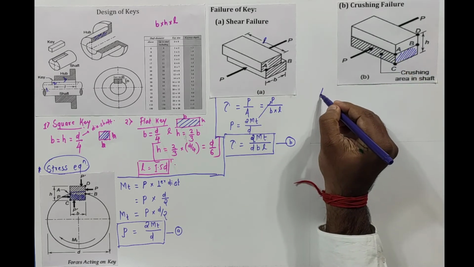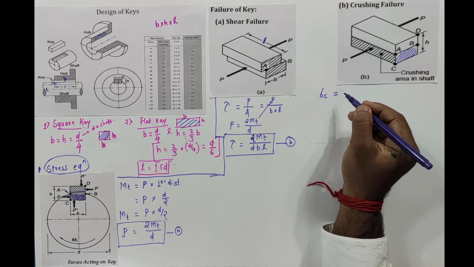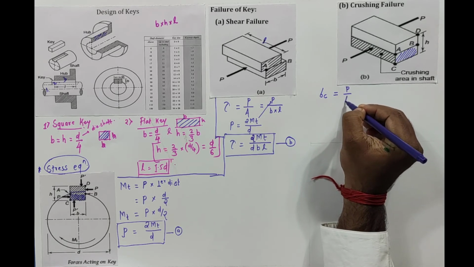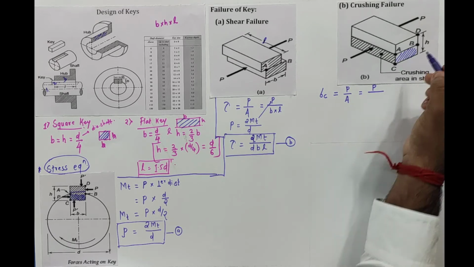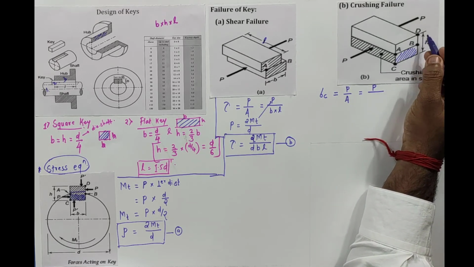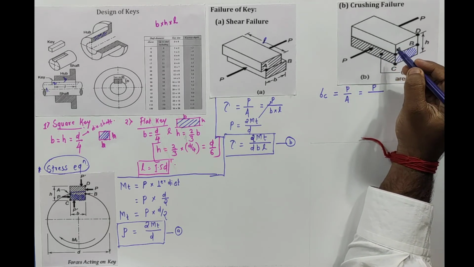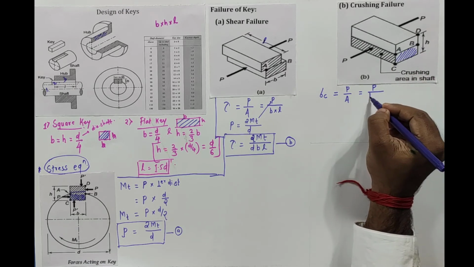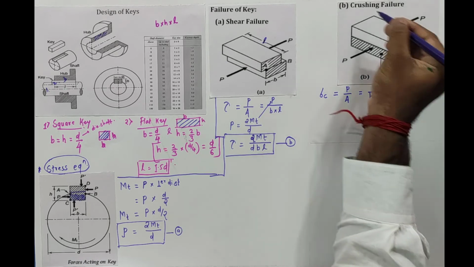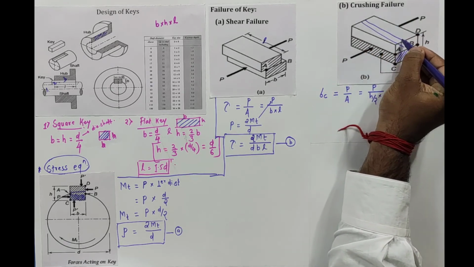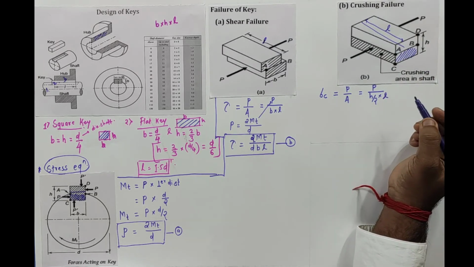Again, for crushing failure, we'll have to consider crushing stress, sigma c. Stress means what? Load by area. So for load we have to consider P, and for area, this much area, which is the crushing area, not the total H. That is half of it. This will be the crushing area, the highlighted area, where more compression will occur. That is H by 2 into L. You can see this will be the length with respect to L. So this will be the crushing area.